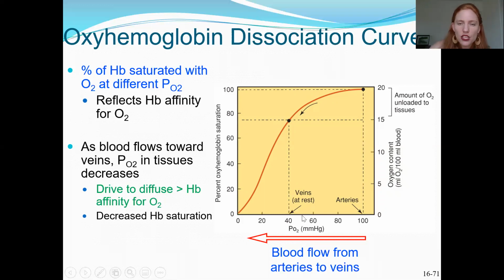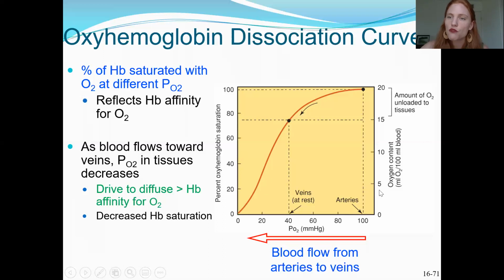Okay, so what we're looking at here is as we go further and further away, less and less of the oxygen will be bound to the hemoglobin, because the drive, the pressure gradient, is so great that it has a stronger drive to unload the oxygen and give it to the tissues as you get further and further away from the heart.